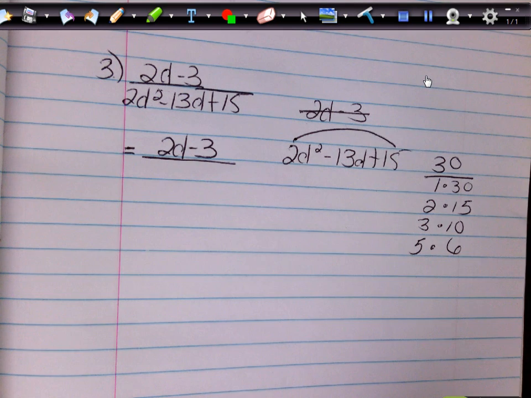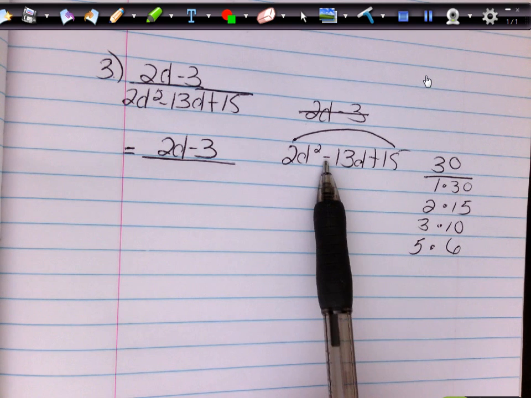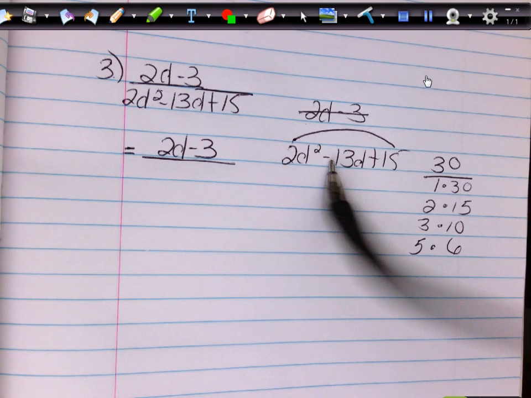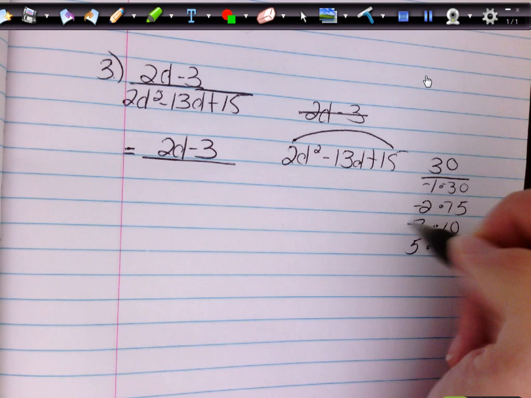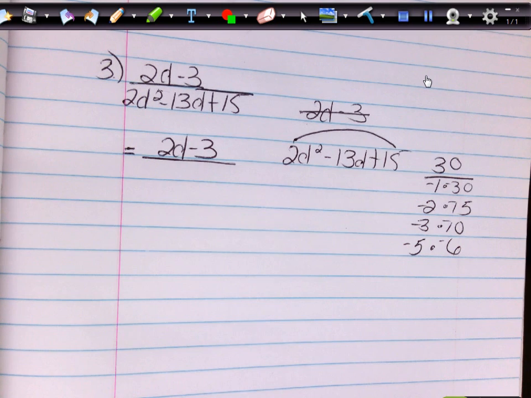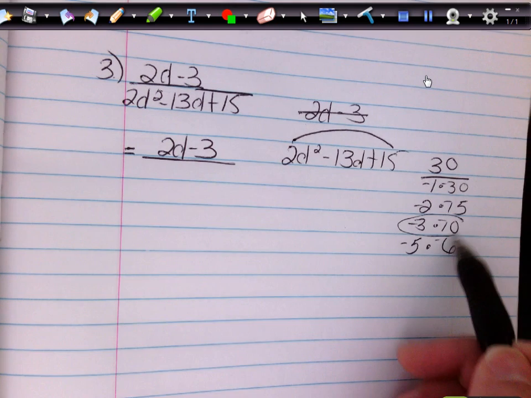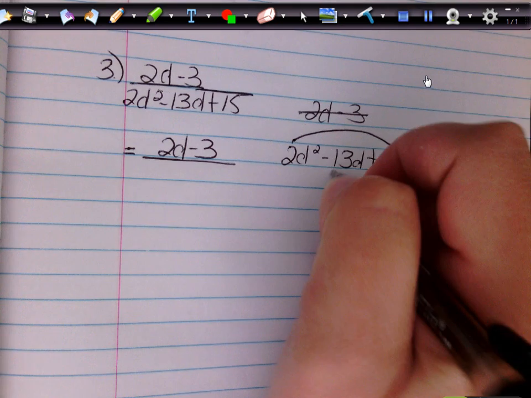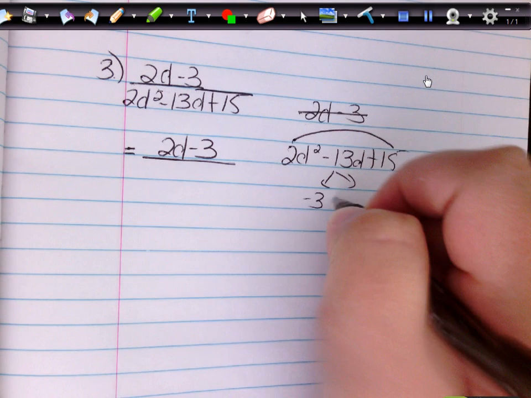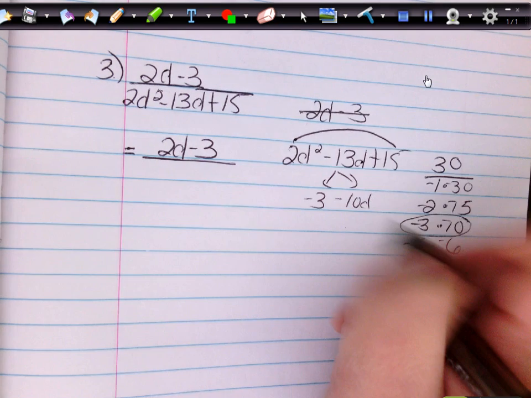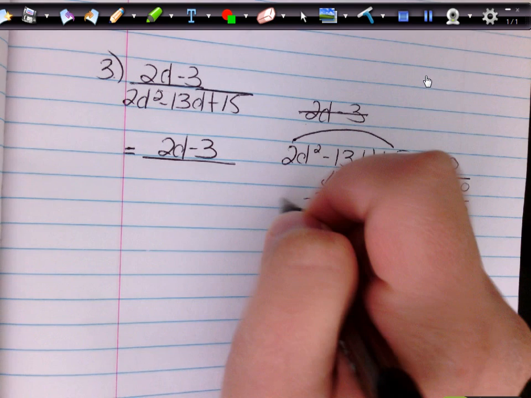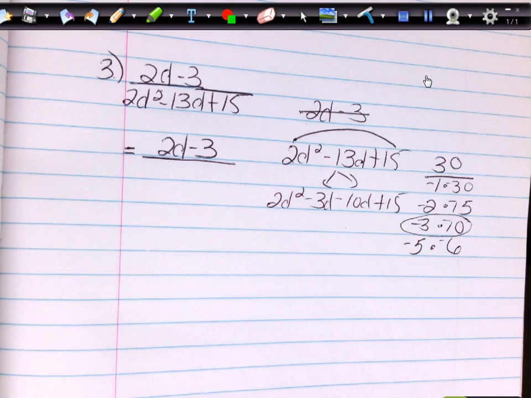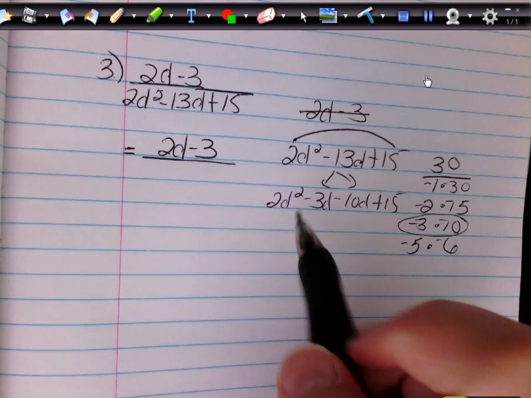Alright, so since I need the number that they're multiplying to be positive and the sum to be negative, all my numbers are going to be negative. Now I need to add to a negative 13, so that would be negative 3 and negative 10. So I'm going to split this up and say negative 3d and negative 10d. Bring down my 15 and my 2d squared. And then again I'm going to group.